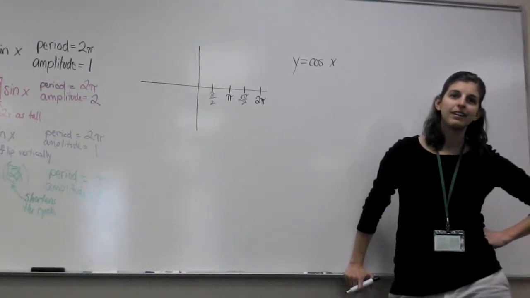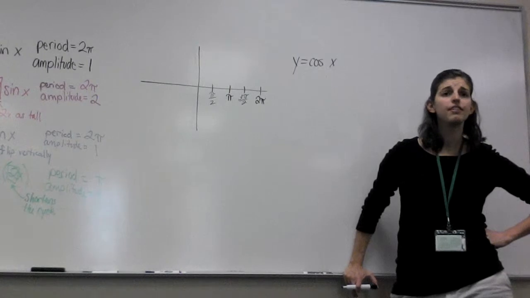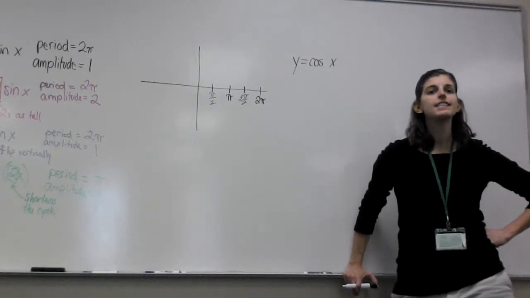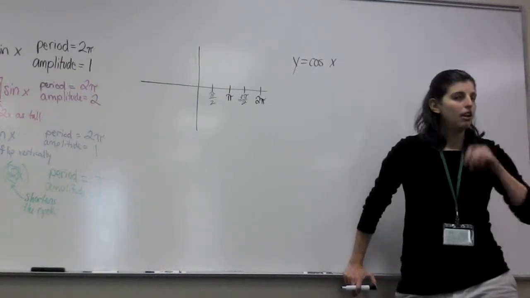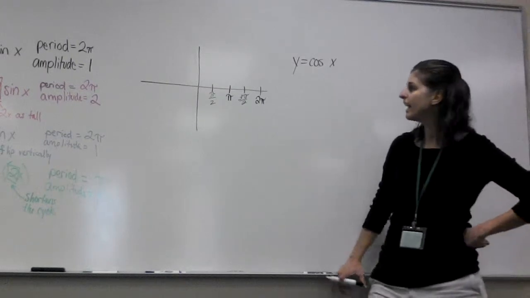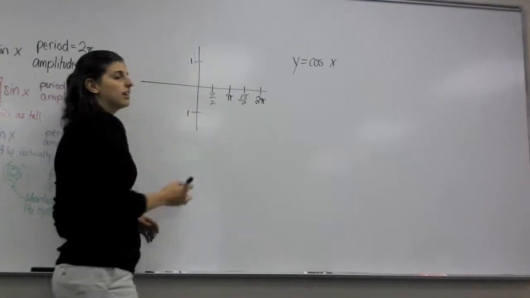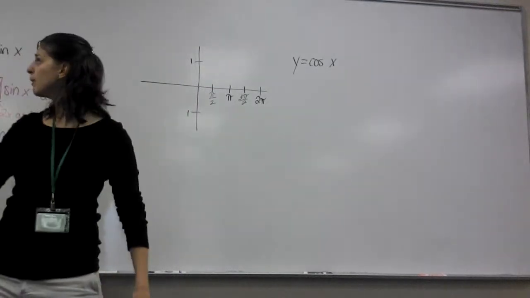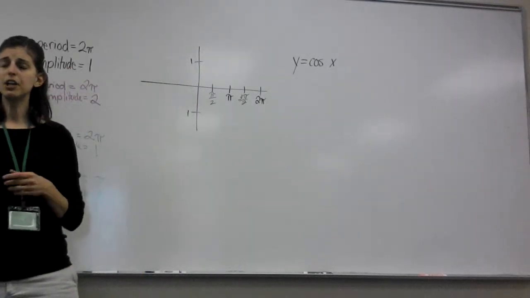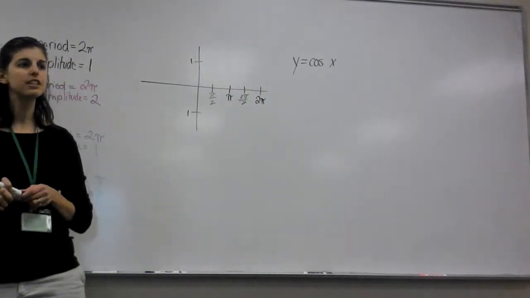The values of cosine? What's the highest and lowest cosine goes? 1 and -1 still. Okay, so 1, -1. Now, so far we don't look any different than the graph we had a minute ago of sine. How does cosine look different?